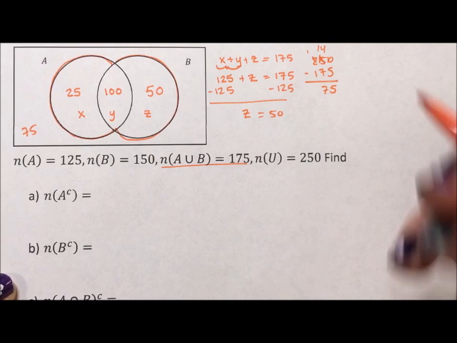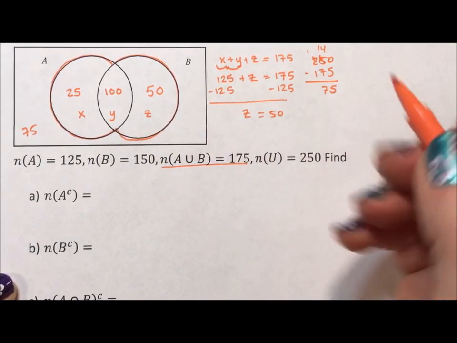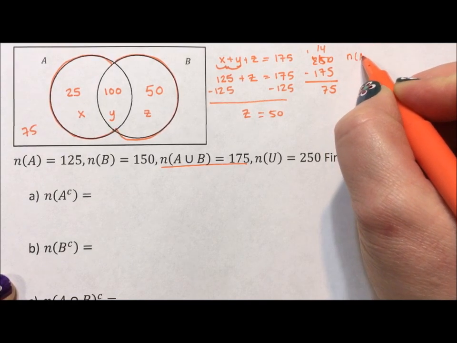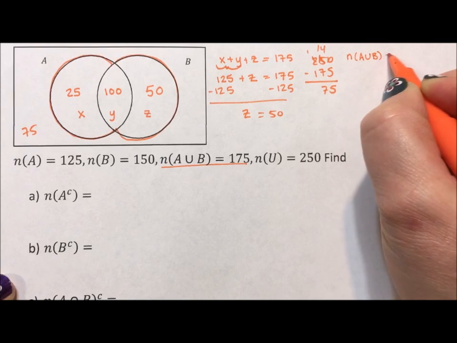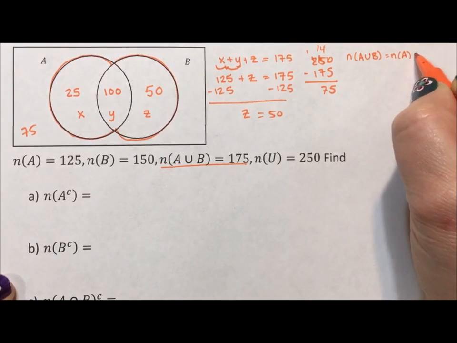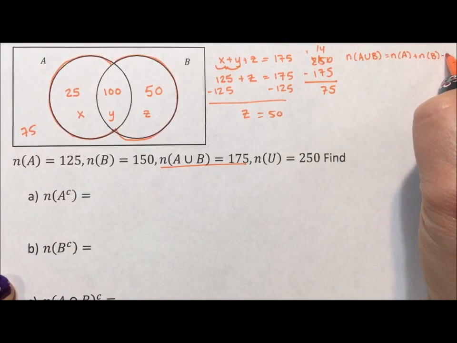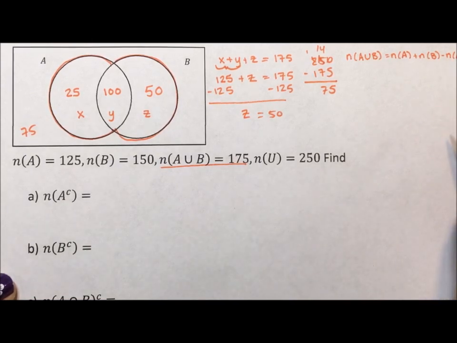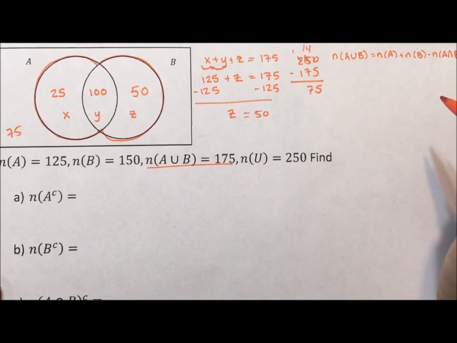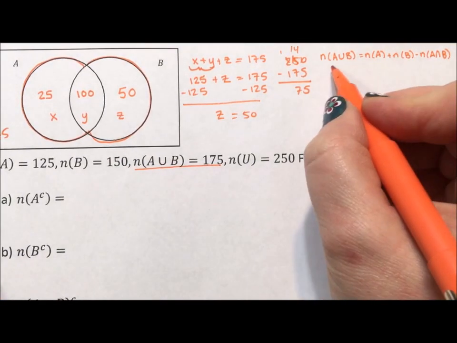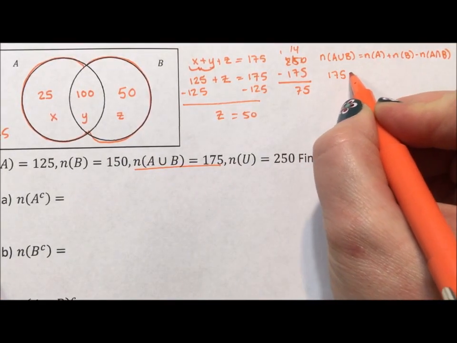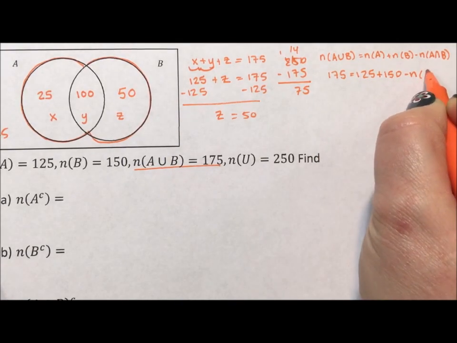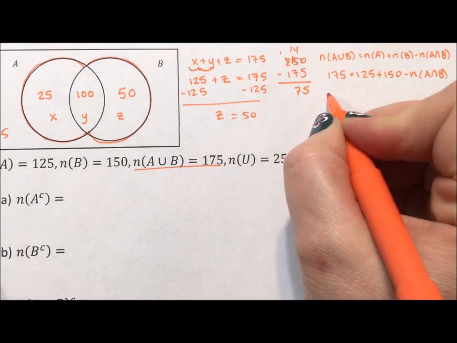Now, before I go on, I do want to note that we didn't need to do this logic. We could have used a formula. There's a formula that says the number of elements in A union B is equal to the number of elements in A plus the number of elements in B minus the number of elements in A intersection B. So 175 is equal to 125 plus 150 minus the number of elements in A intersection B.